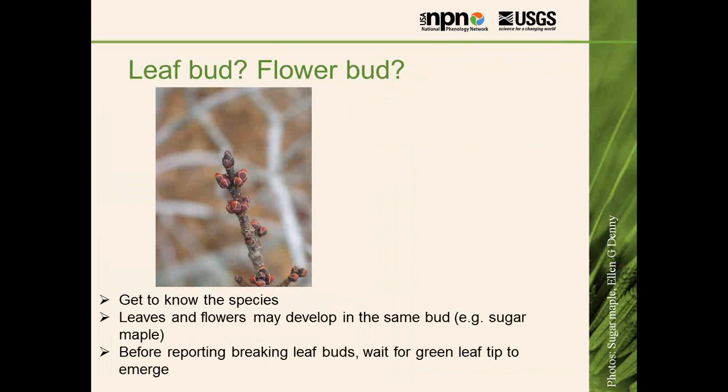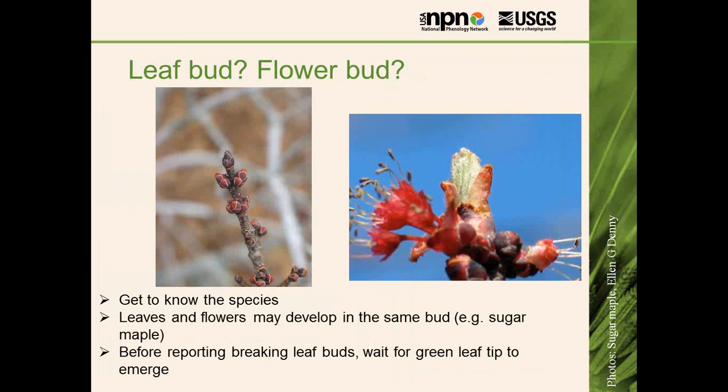So before you start reporting breaking leaf buds, if you remember that definition, you won't actually report a yes for breaking leaf buds until you see that green leaf tip visible. So you don't have to worry about reporting the breaking leaf buds at all until you actually see that open. And at that point, you'd be able to tell whether it's a leaf bud or a flower bud. However, for the flower buds, it's a little bit trickier because you actually start reporting on those before it opens and before you really know what it is.